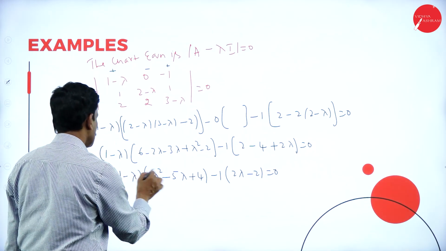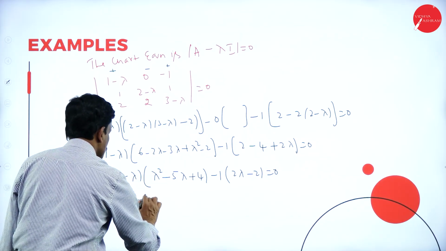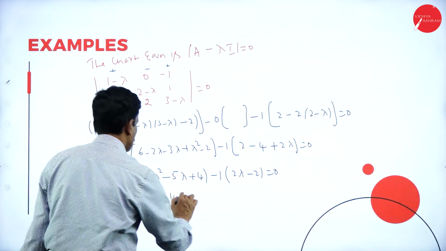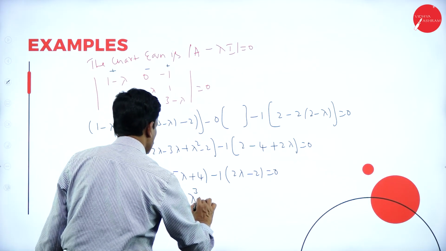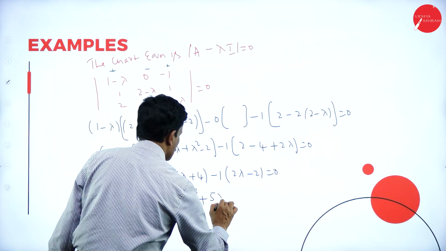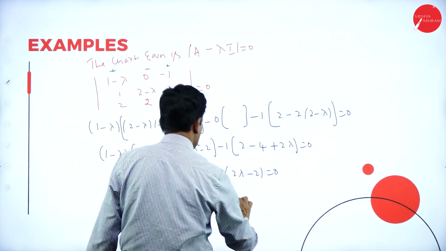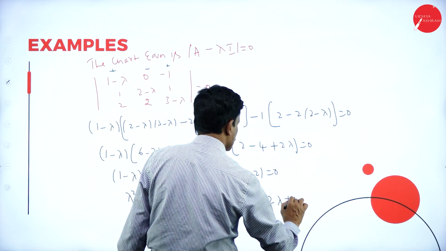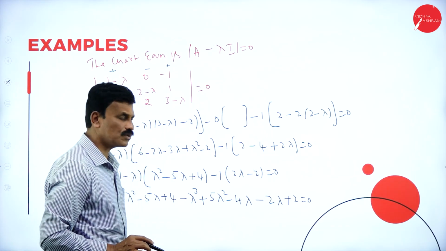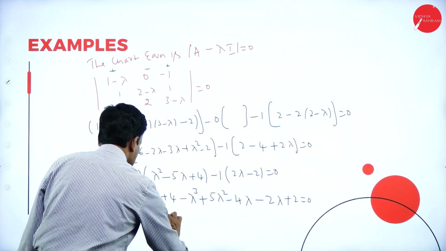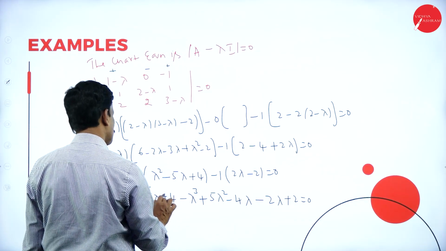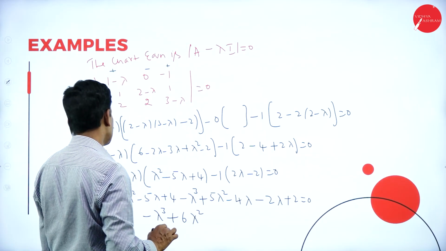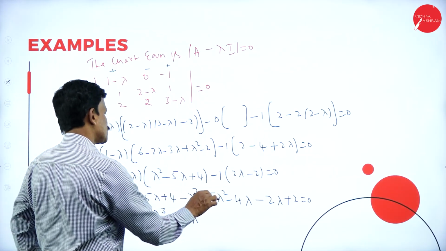Now simplify this again. Multiply by 1: 1 into lambda square is lambda square minus 5 lambda plus 4. Now multiply by minus lambda square: minus lambda square into lambda is minus lambda cube, minus into minus plus 5 times lambda square, minus into plus is minus 4 times lambda, and multiply by minus sign, minus 2 lambda, minus into minus plus 2 is equal to 0. Now this can be written as minus lambda cube, then lambda square terms 5 plus 1 is 6 times lambda square, and lambda terms minus 5 minus 4 minus 2.